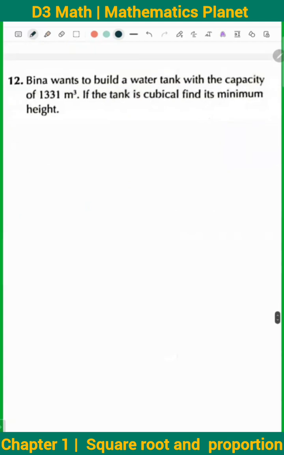Bina wants to build a water tank with a capacity of 1331 meter cube. If the tank is cubical, find its minimum height. This question is an easy one because the capacity is given by volume, 1331. So it would be L cubed, which is equal to 1331. So you need to take the cube root on both sides.